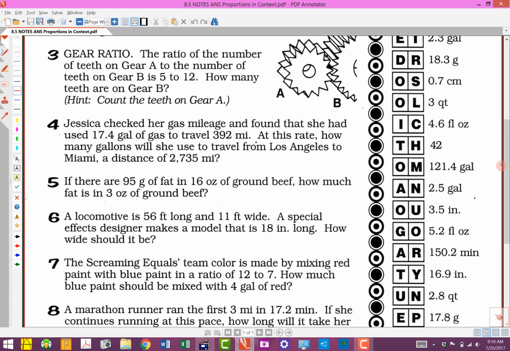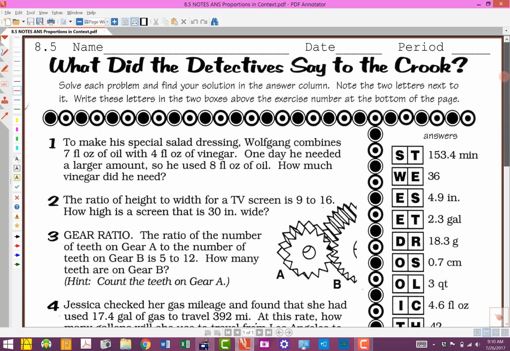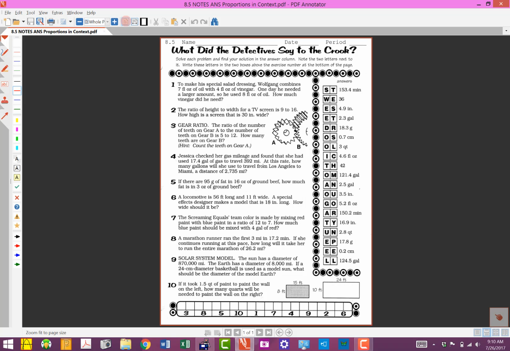What it has here is about 12 problems, and it says solve each problem to find your solution in the answer column. So you're going to solve the problems, and then find that answer over here in the answer column. Note the two letters that are next to it. Write these letters in the two boxes above the exercise number at the bottom of the page. So at the bottom of the page, it's got a 3, so number 3, oh, it's only got 10 problems. Whatever the answer is to number 3, you put those two letters above here, and whatever the answer is to number 8, you put those letters above here.